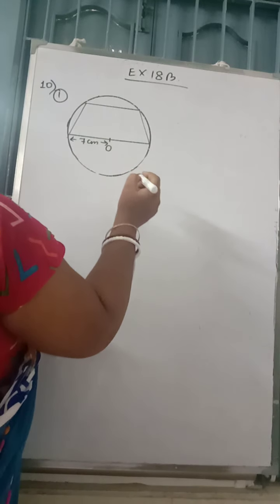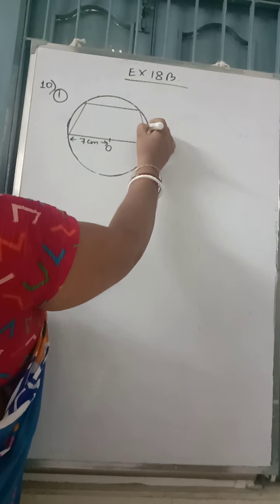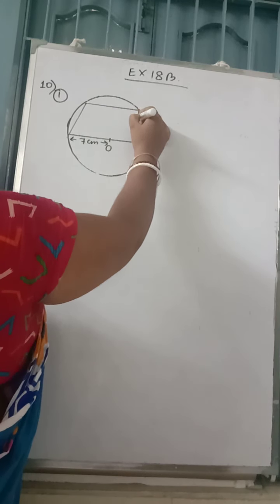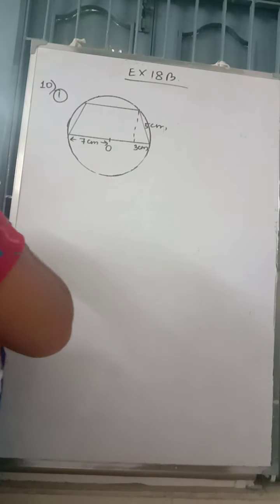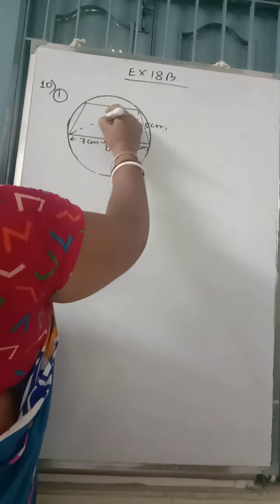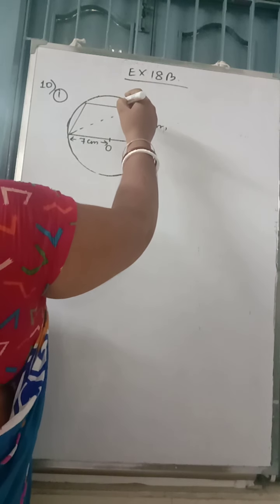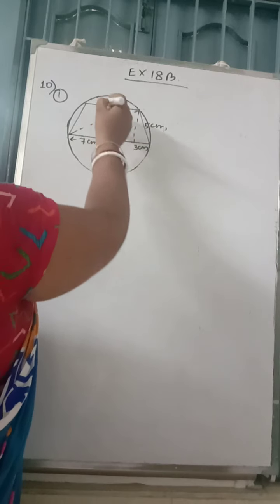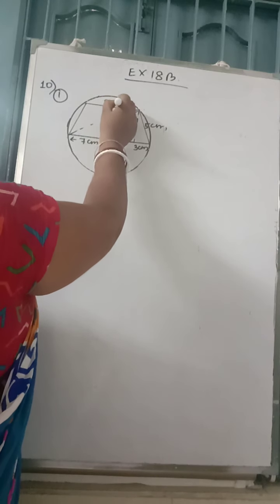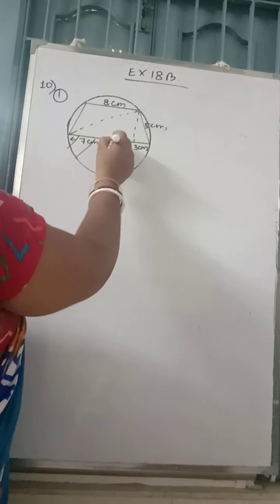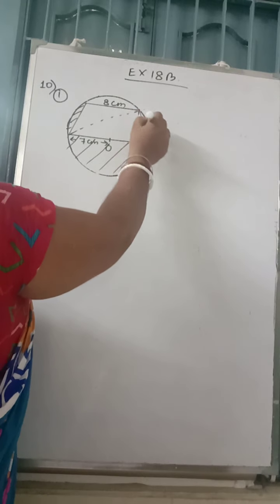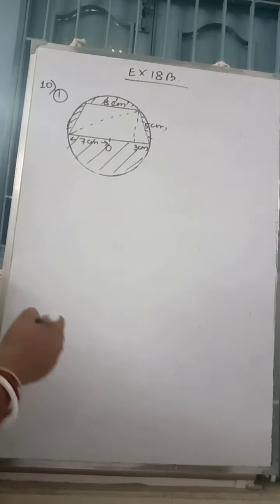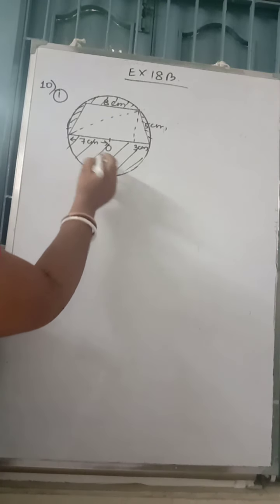Then you can see this side is given 5 centimeter. There is a perpendicular which is given 3 centimeter. This side is given 8 centimeter, and then these portions are shaded, and you have to get the area of the shaded region.